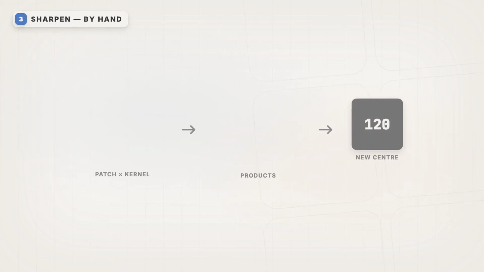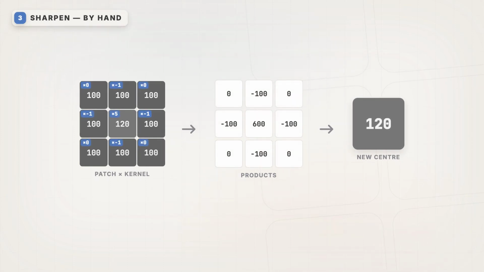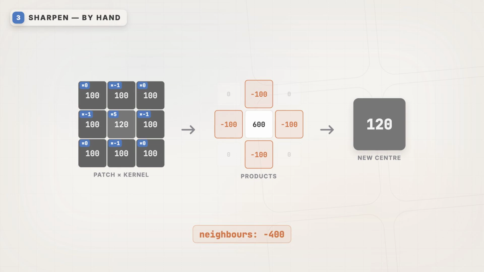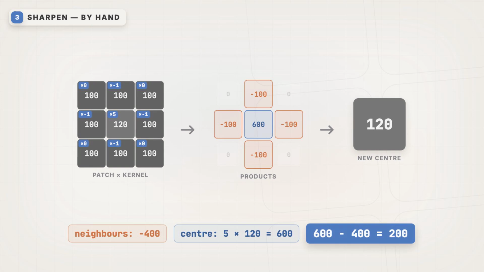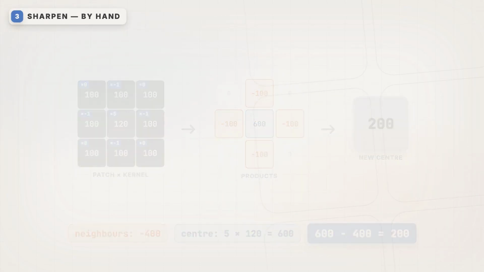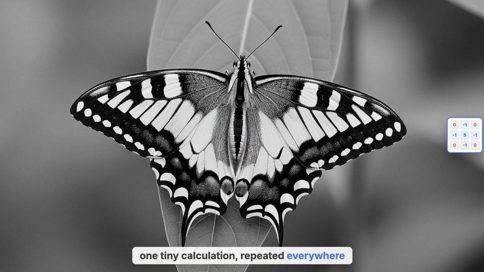Let's see the actual numbers. Imagine a 3 by 3 patch where the center pixel is 120 and all 8 neighbors are 100. Multiply each pixel by the kernel number on top of it and add everything up. The corners are multiplied by 0, so they vanish. The 4 neighbors each get multiplied by -1, that's -400 in total. And the center, 5 times 120 is 600. 600 minus 400 leaves 200. So the center pixel jumps from 120 to 200, which is way brighter than everything around it. Now repeat that little calculation for every pixel and every edge gets more defined. The whole image looks sharper.